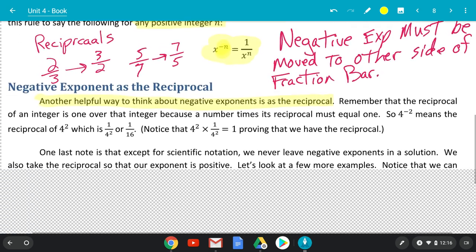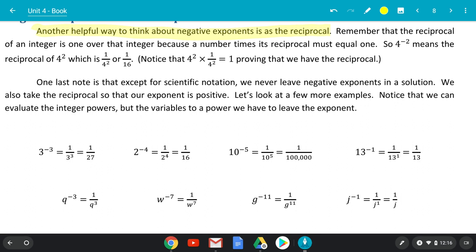Remember that the reciprocal of an integer is 1 over the integer, because a number times its reciprocal must equal 1. So 4 to the negative 2 means the reciprocal of 4 squared, which is 1 over 4 squared, or 1/16. Notice that 4 squared times 1 over 4 squared equals 1, proving that we have a reciprocal. One last note is that except for scientific notation, we never leave negative exponents in a solution. We take the reciprocal so that our exponent is positive.